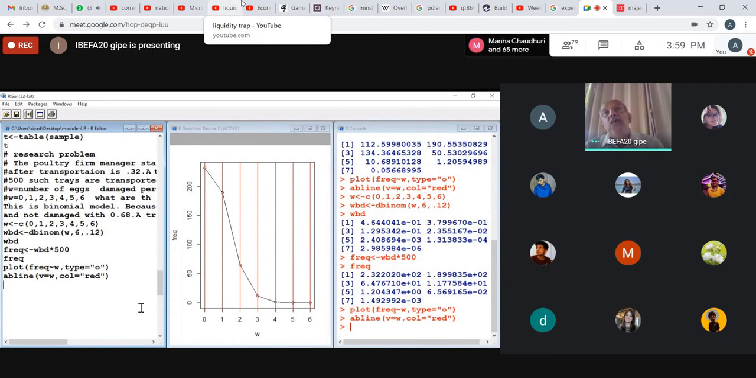So, we studied coin, die, playing card. All those are classroom examples. Actually, a statistician should know how to convert the real problem into a statistical problem.